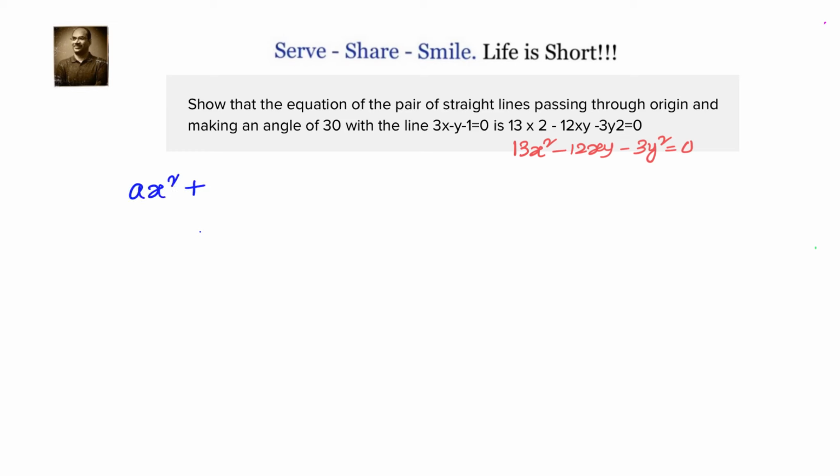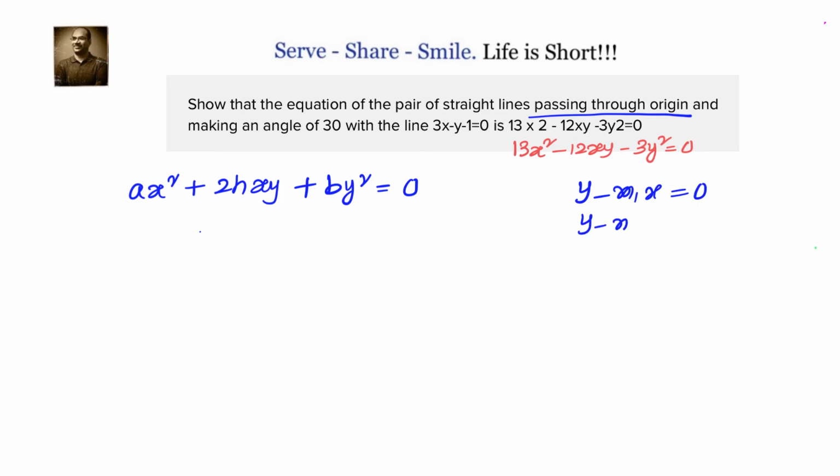So what is the equation of a pair of straight lines passing through the origin? It is ax square plus 2hxy plus by square equals 0. Now let us say that these two straight lines separately are given by y minus m1x equals 0 and y minus m2x equals 0, which means the product of them shall represent ax square plus 2hxy plus by square equals 0.